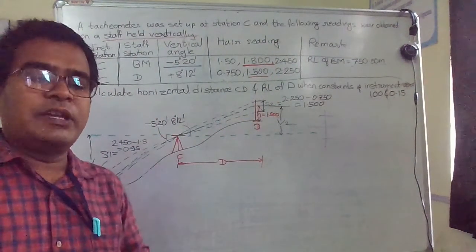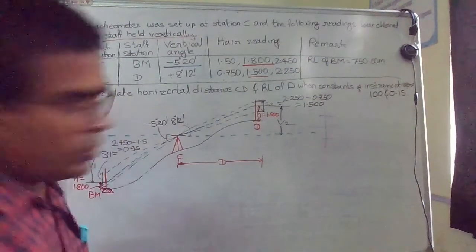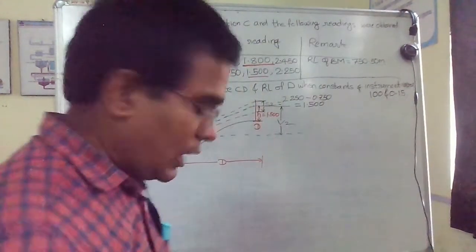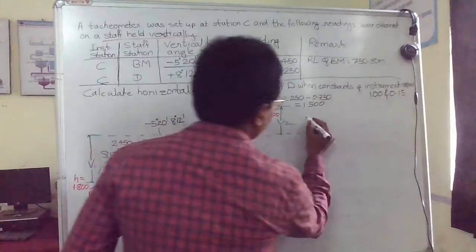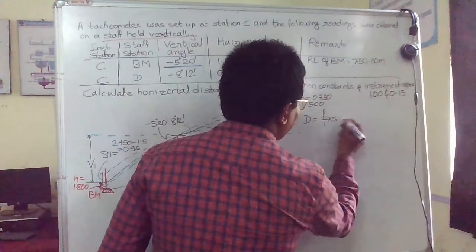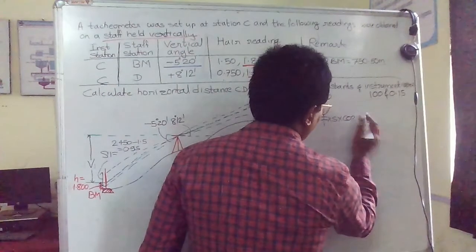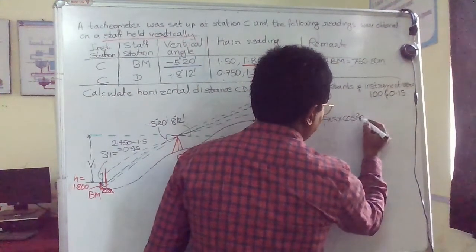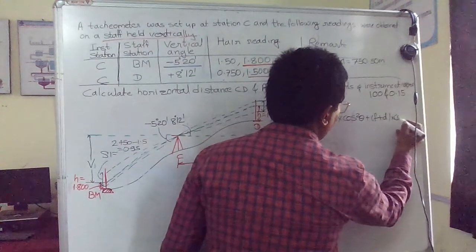Okay, now what is the next step? The next step is to find the horizontal distance D. So how can we find the horizontal distance D? We have the formula to find the horizontal distance D, that is D is equal to (f/i) into S into cos square theta plus (f plus d) into cos theta.